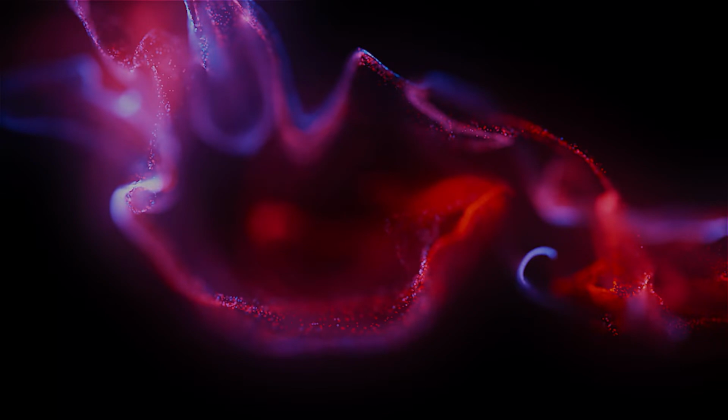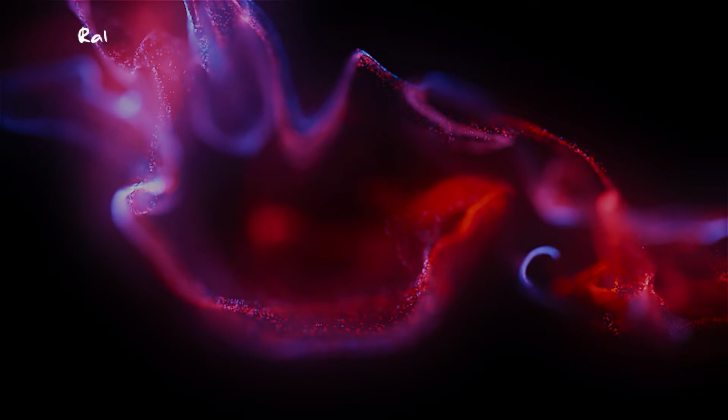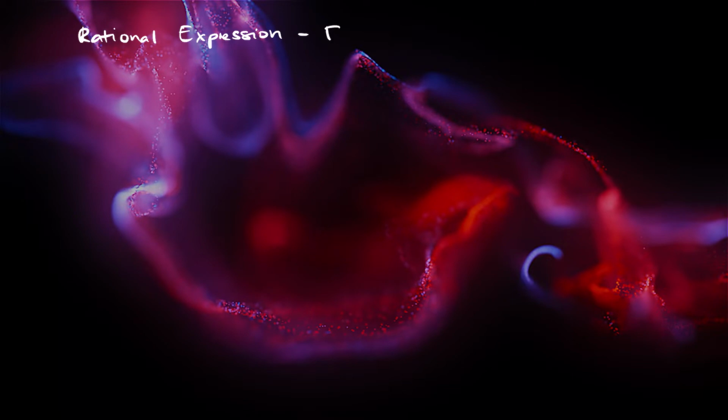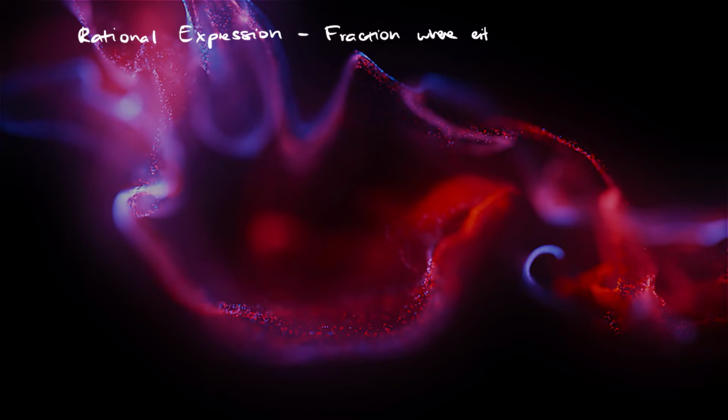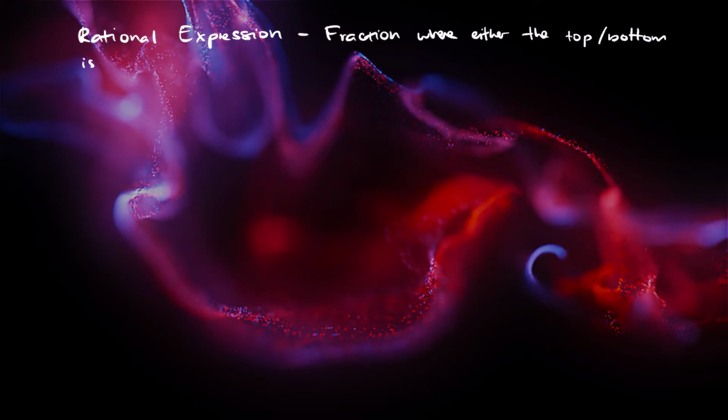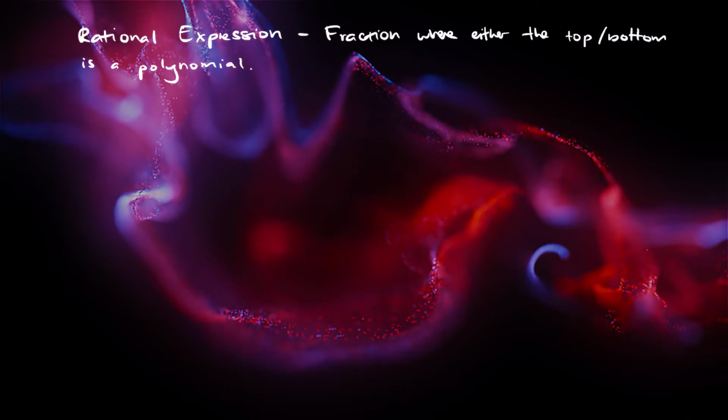Now, a rational expression is a fraction where at least one part of that fraction is a polynomial. So a rational expression is a fraction where either the top or the bottom is a polynomial. Now you might be thinking, what actually is a polynomial?